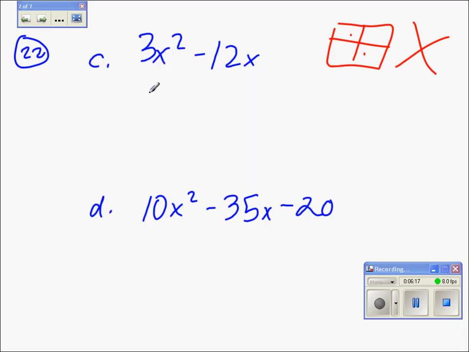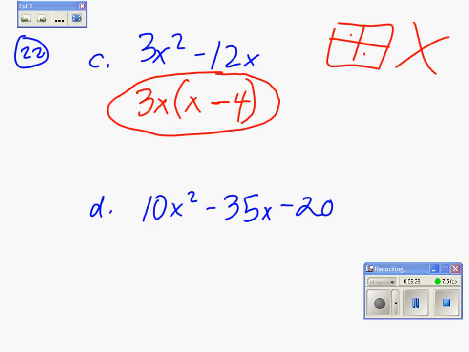So you should go back here. The first thing you should always think is, what can I pull out? 3x times x minus 4. And that's it. There's nothing left to do after that. So I wanted to look at C because a weakness of ours has been taking out common factors.